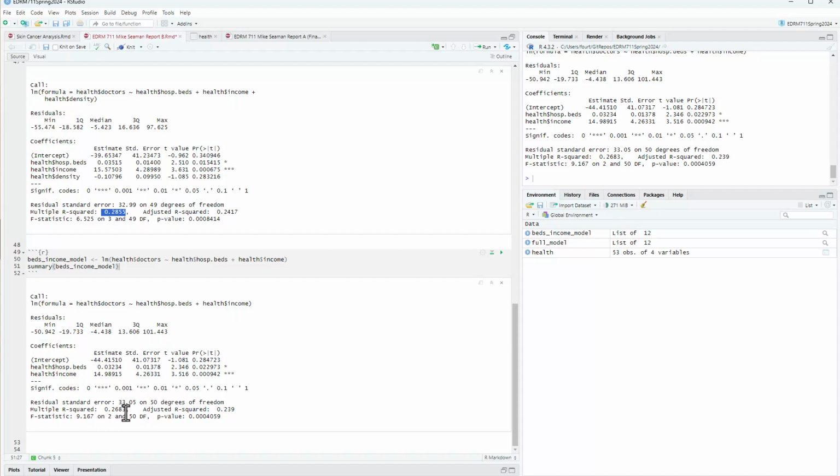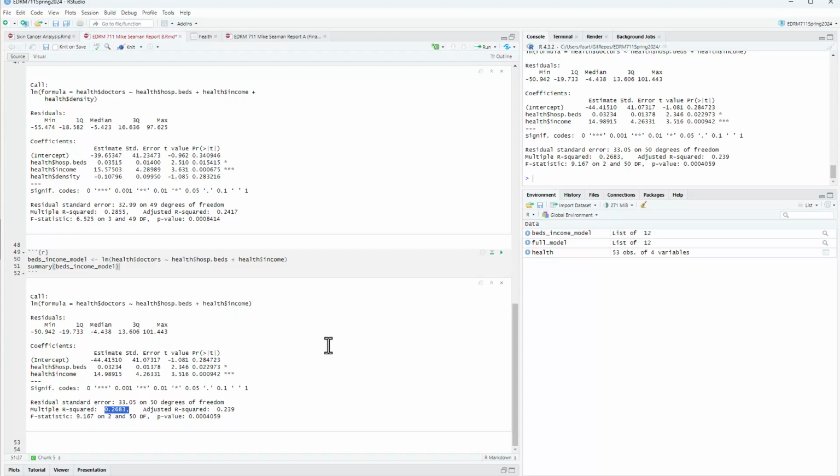Down here, notice that the multiple R squared is lower, but how much lower? It went from 0.29 up here to 0.27 down here. That is, we reduced the number of explanatory variables by a third, going from 3 to 2, and we only went from accounting for 29% of the variation in physicians to 27% of the variation in physicians. So what we find by looking at that is that a reduction of one variable doesn't cost us very much. And we would like to have as simple a model as we could.